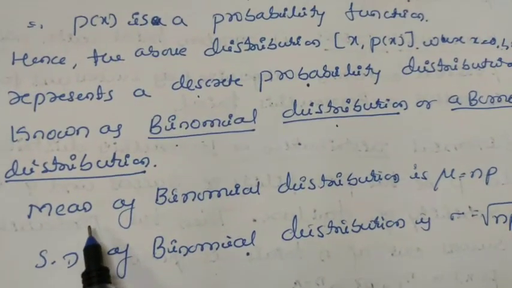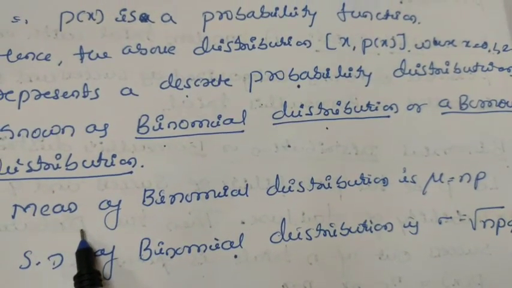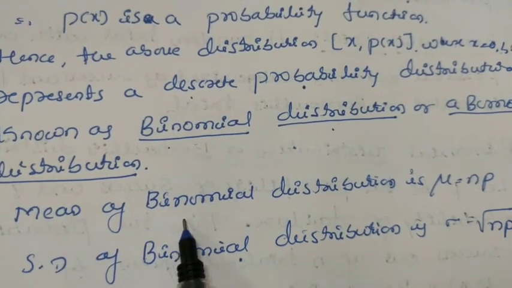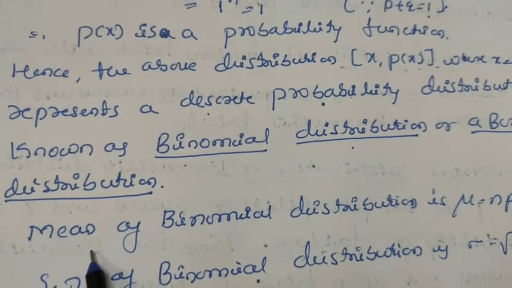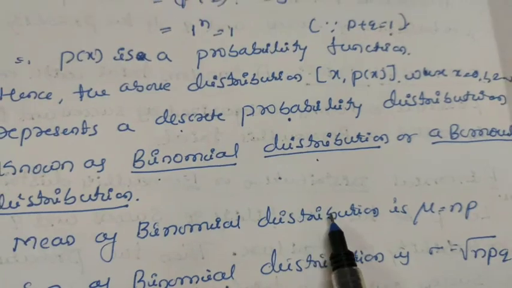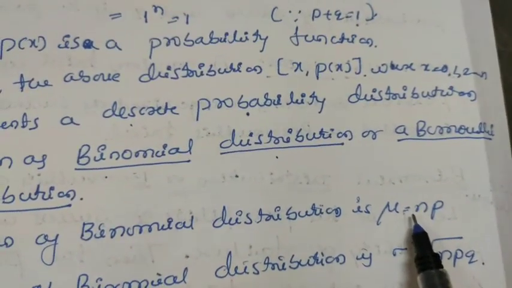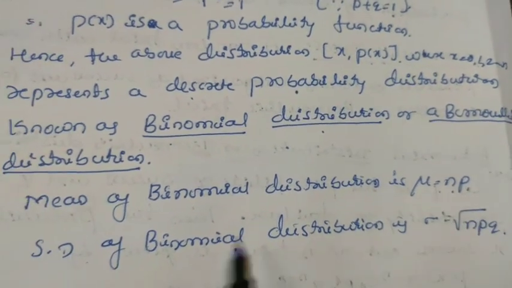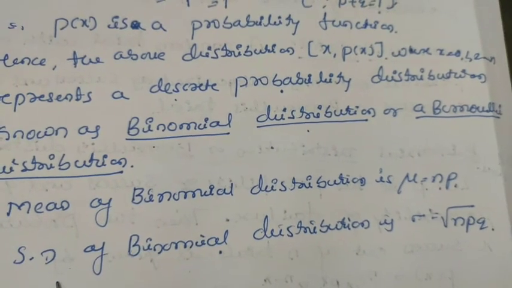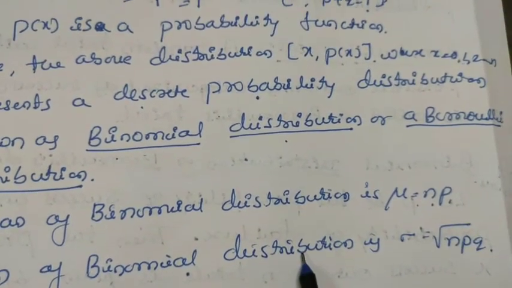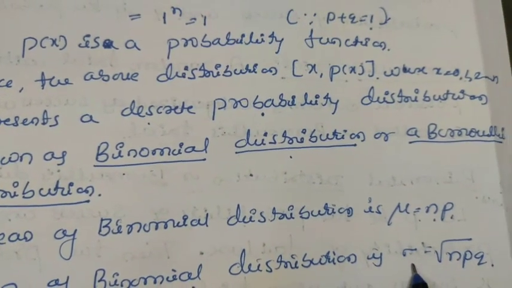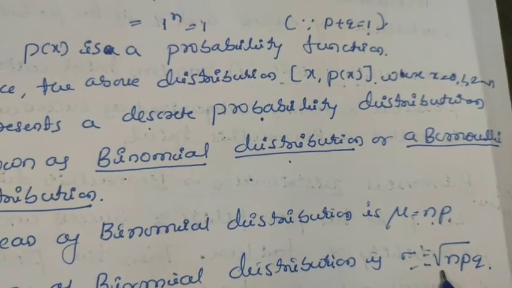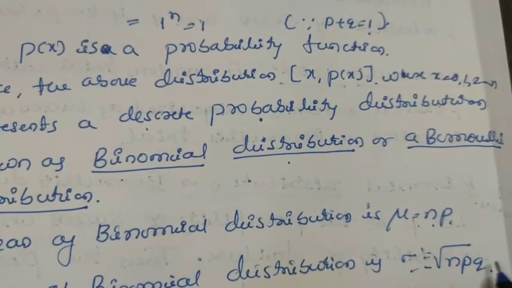In this, let us find the value of the mean and standard deviation of this binomial distribution. The mean of this binomial distribution is mu, and it is equal to n into p, and the standard deviation of this binomial distribution is denoted by sigma, and it is equal to the square root of n into p into q.